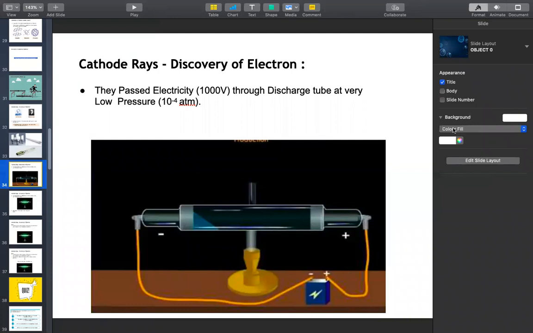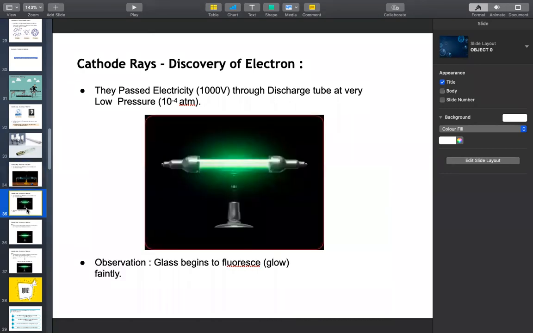Sir, how did they find? Sadhna, you need to wait for some time to know the answer to this question. Any other doubt? Yes, it will work for any gas. He did experiments with so many gases.